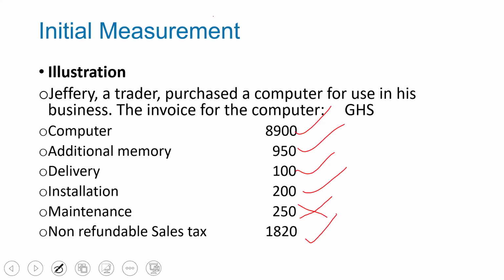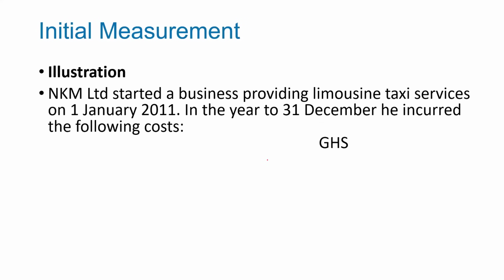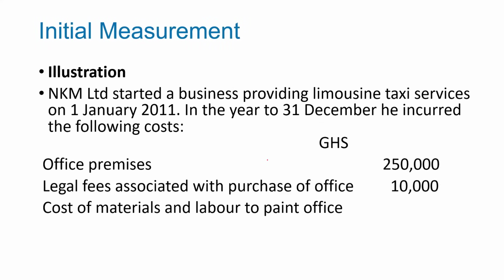So all who got 11,970, give yourself a pat because you've done so well. So all those who got different figures, I hope you get it now. In future, you won't get it wrong, right? So at this point, I think we can move on unless somebody has a concern. Otherwise, we are moving on. I have another illustration here for you.